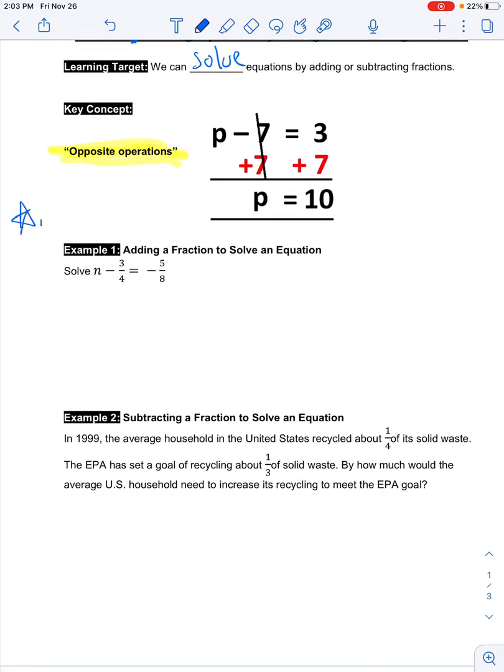Just remember the one special rule about adding or subtracting fractions: you need the same denominator.